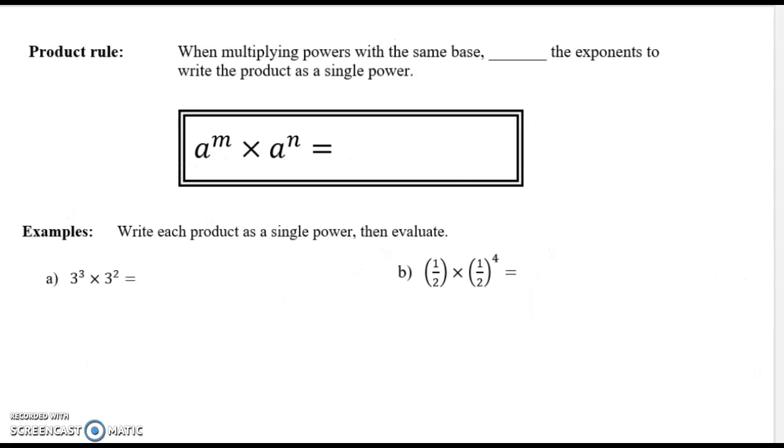Okay, so the product rule. When multiplying powers with the same base, we are going to add the exponents to write the product as a single power. What that means is if we have a to the m times a to the n, it's going to be a to the m plus n. Sorry, I can't really see that. It's supposed to be m plus n. So we just add them together.